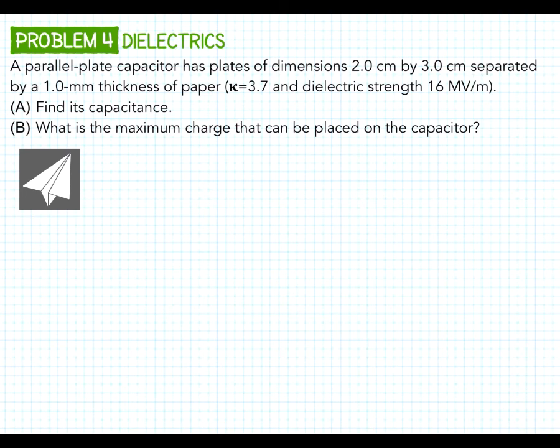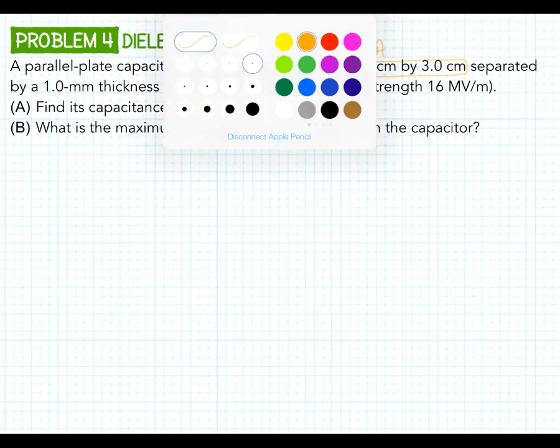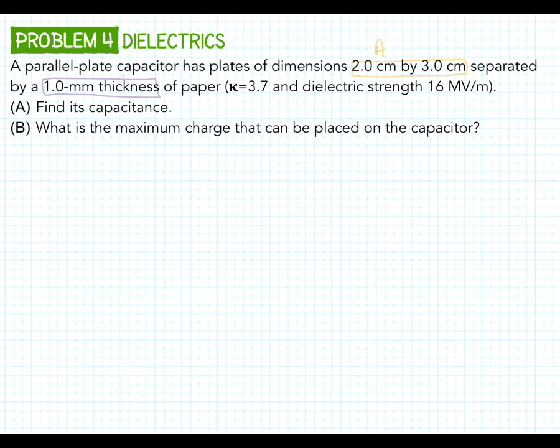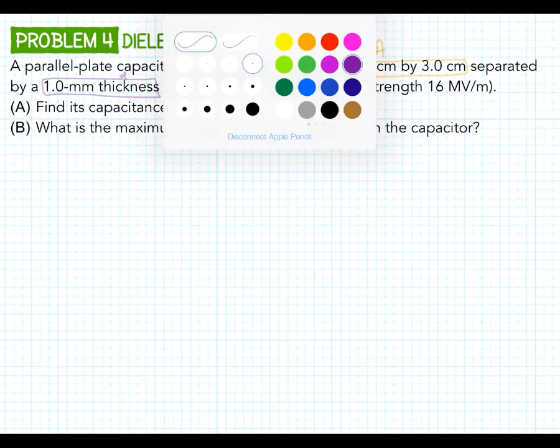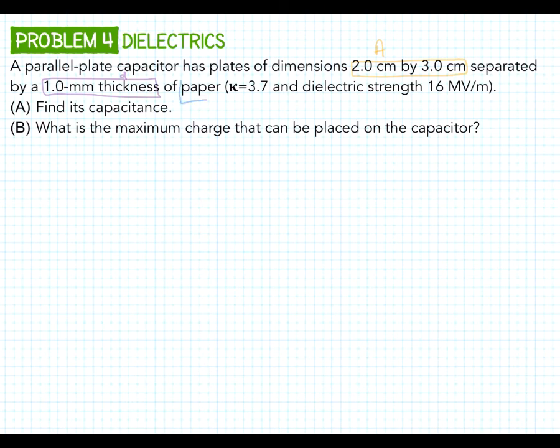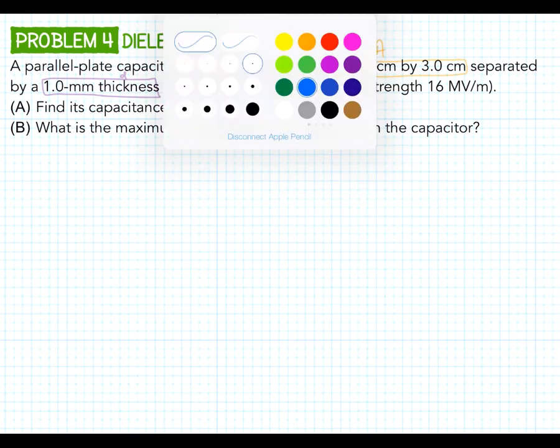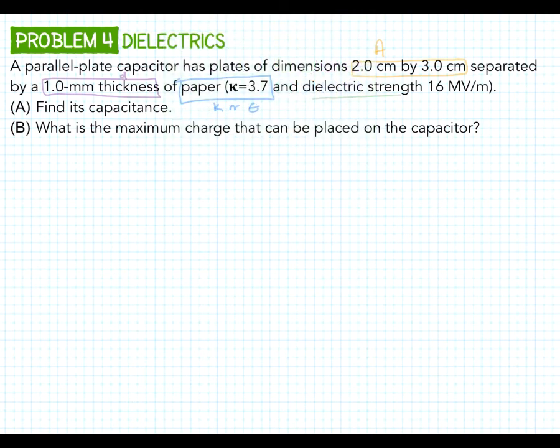All right, so let's look through this question. We have a parallel plate which has this area defined by this. So this is our area, separated by a thickness, which should correspond to D. And then paper with kappa of 3.7, that should be giving us our kappa or epsilon. And dielectric strength, last but not least, that's giving you your max E.